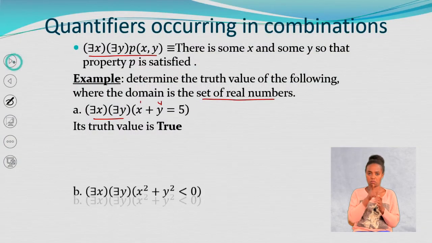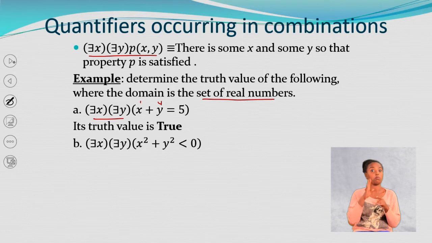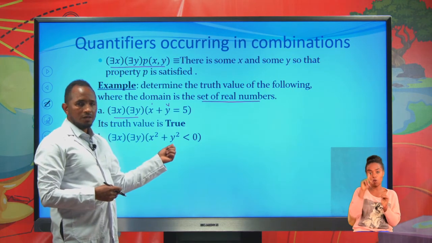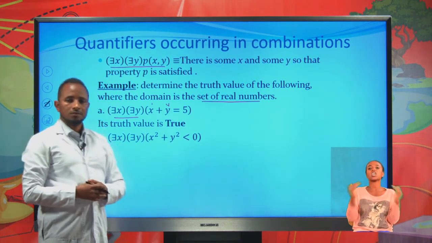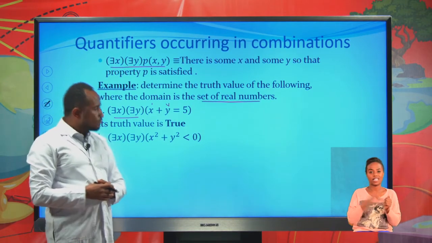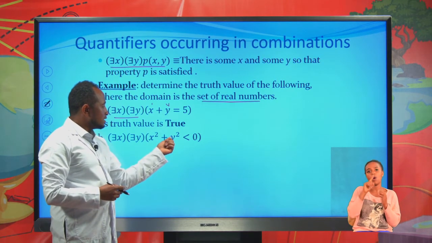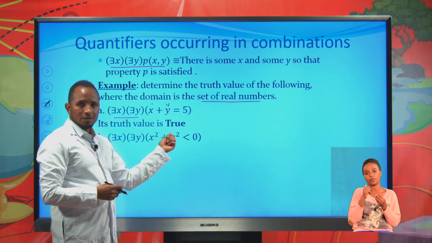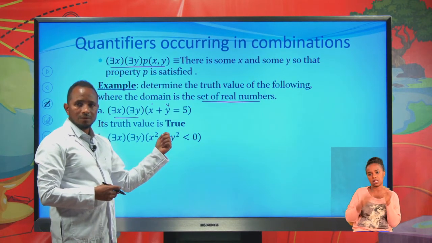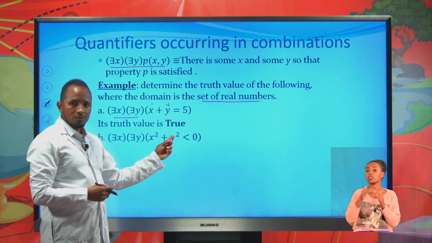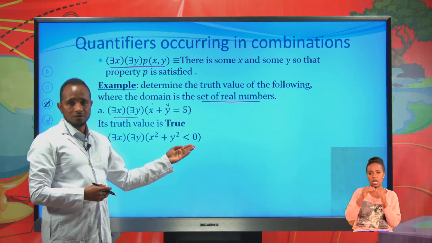Now let's see the other one. Look at this one. For some x, for some y, x squared plus y squared less than 0. It means that you can find at least one value of x and one value of y satisfying this inequality. If you try to find one value of x, for example, let's take 1, 1 squared plus any other number here, when you add, it is always greater than 0, it can't be less than 0. If you take, for example, 0 here, 0 squared plus, if you take y to be 0, the sum can't be less than 0, it's equal to 0.